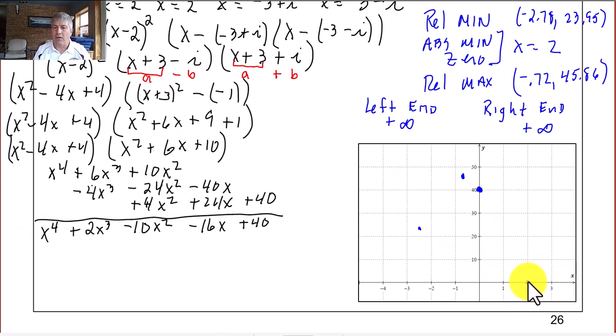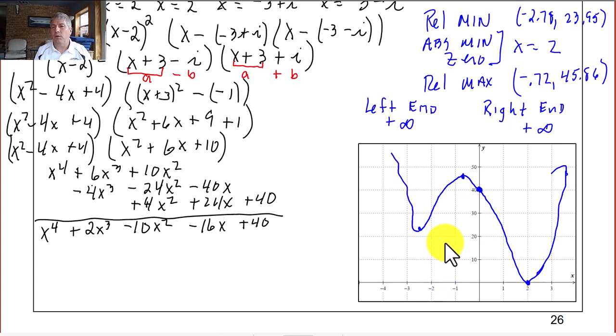Now that I've got my critical points, I can go ahead and finish off my graph and get something that looks like that. And that mimics what we had on our graph. So that concludes our introduction to complex zeros and a little bit of putting it all together. We'll get some more practice with this when I see you in class.